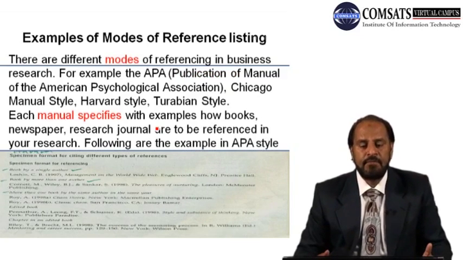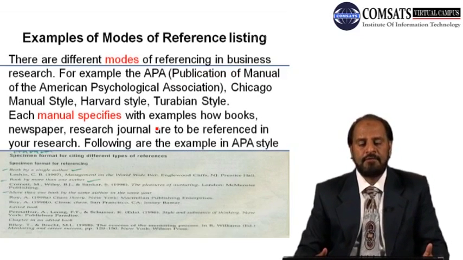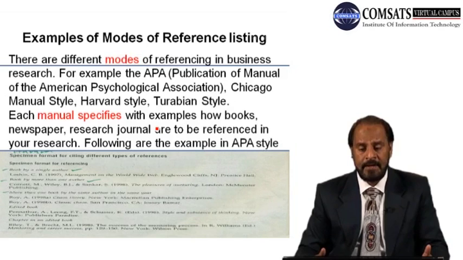Let's look at some of the modes or methods of referencing and developing a reference list. There are different modes of referencing in business research. For example, the APA, the Publication Manual of the American Psychological Association, most commonly known as the APA mode, the Chicago Manual of Style, the Harvard style, the Turabian style. All these are different styles.